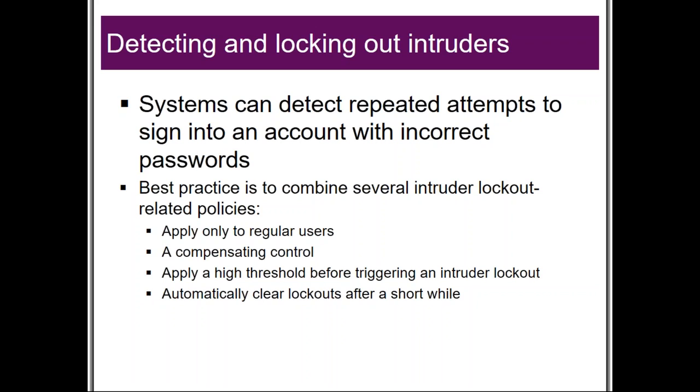If a person can't keep trying and lock up your system, they can't deny service to your system. We can also put a compensating control in place, and a compensating control is something that's an alternative control to whatever we're already using. So we can do something like requiring administrator IDs to have very complex passwords that are changed more frequently than, say, regular IDs.